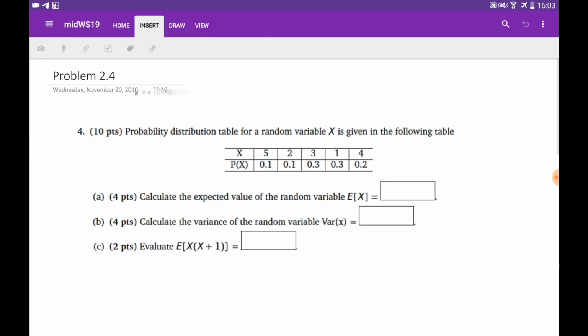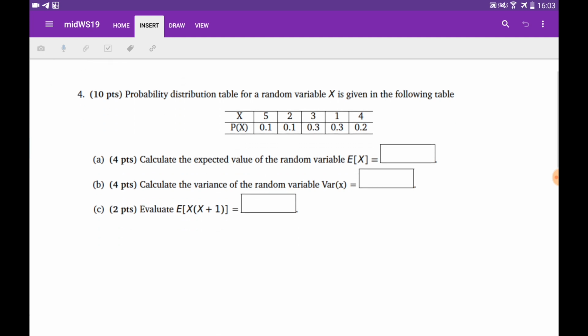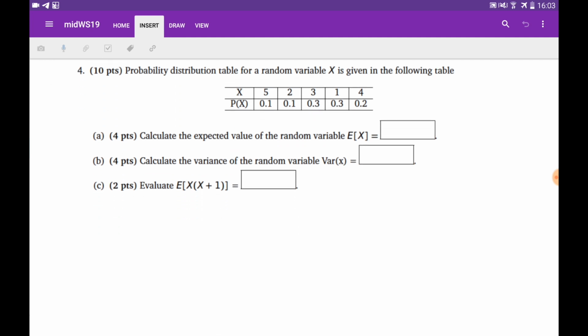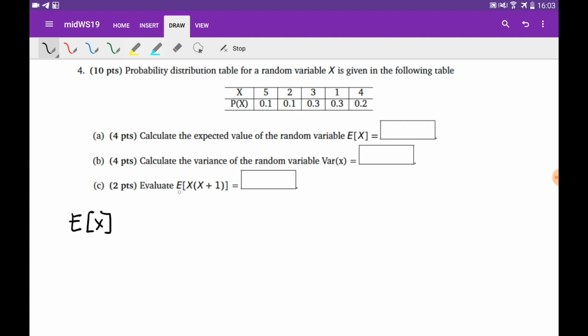Question number 4 is about the probability distribution tables. If we're given such a table, we would like to find the expected value, the variance, and the expected value of x multiplied by x plus 1.